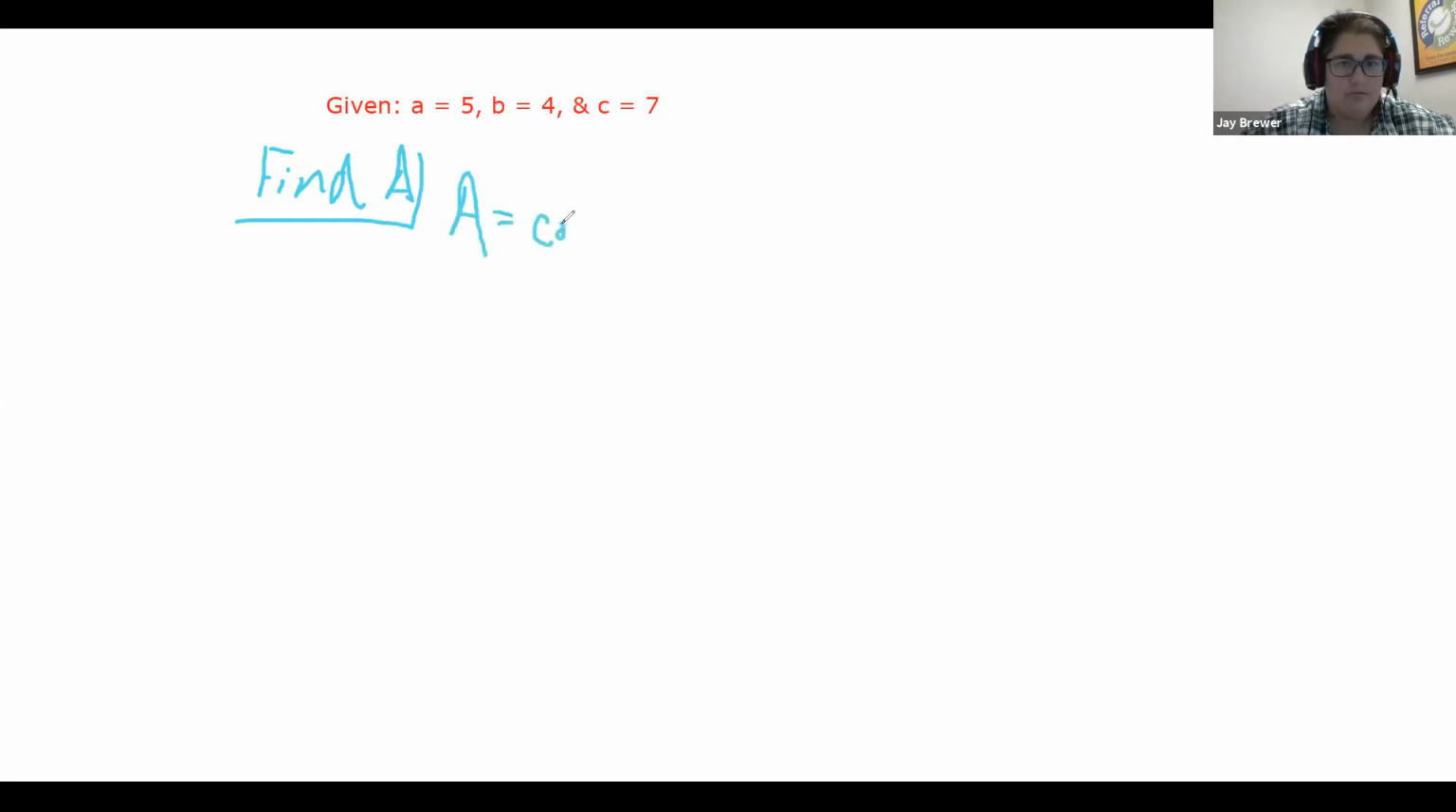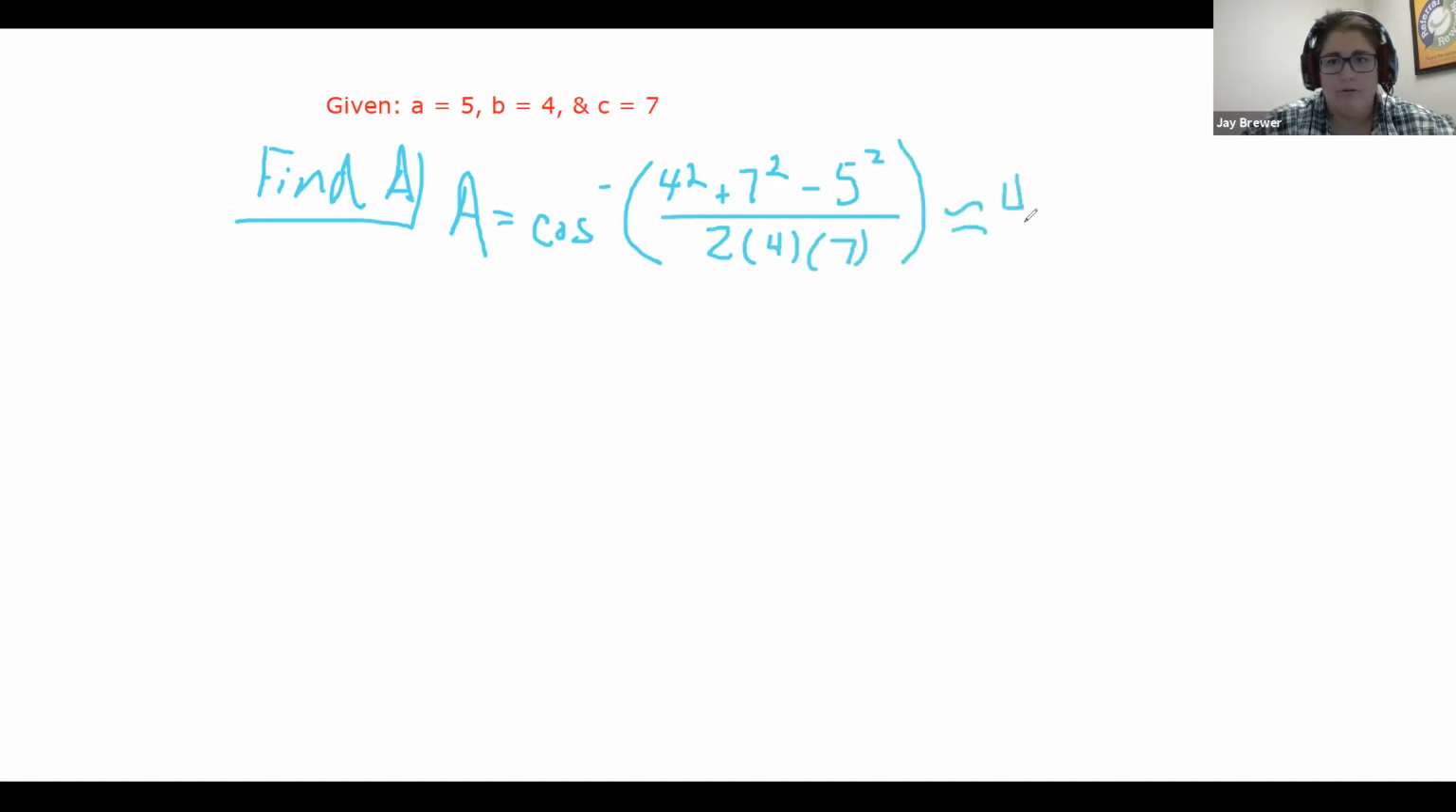So A equals the cosine inverse of B squared, which is 4 squared, plus C squared, minus A squared, all over 2 times A times C. And if you work that out, you end up getting 44.4 degrees. Okay.